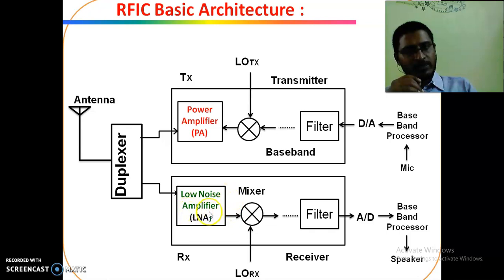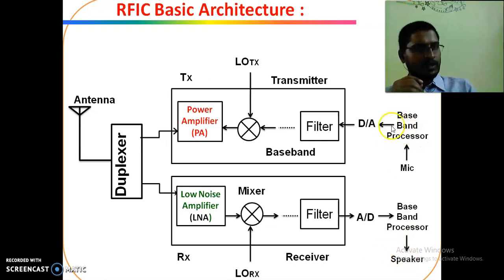One input is the received signal, another input is from the local oscillator, transmitter side. Then it is given to a filter to suppress any high frequency signals. So here this mixer performs down conversion, whereas on the transmitter side this mixer performs up conversion. Next that is given to analog to digital, then the baseband processor and speaker.